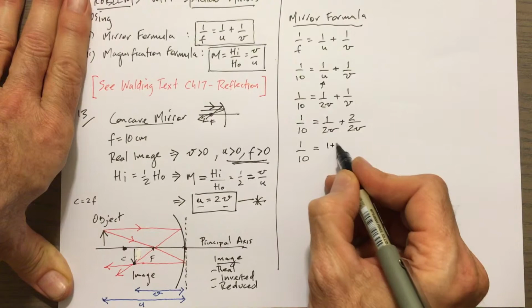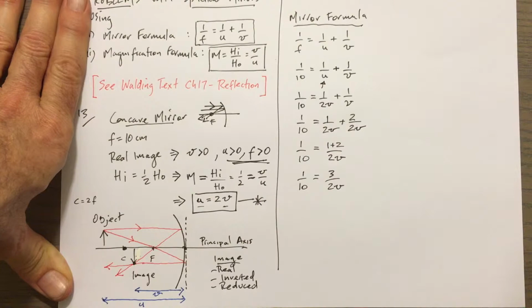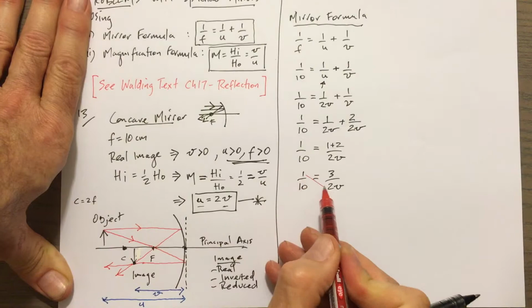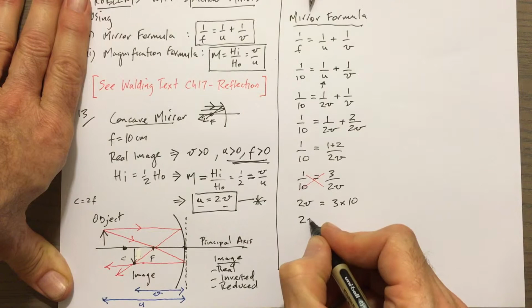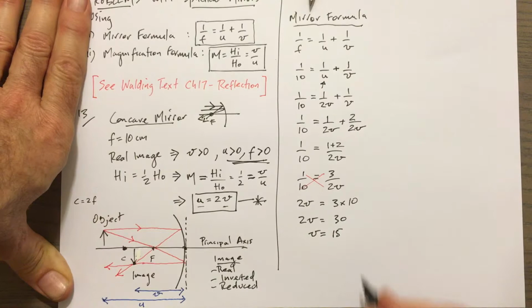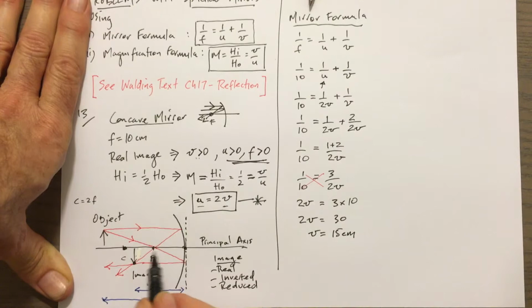All right, so a little bit more fiddling around with this. We've got 3 over 2V, 1 over 10 here. Let's reciprocate, or we could just do some cross multiplication. So the 2V comes up here, the 3 stays where it is, the 10 goes with the 3, and we're no longer looking at fractions. So we have 2V is equal to 30, so V is equal to 15. Brilliant. And we know that everything's going to be positive. Remember, we said that back over here: V is positive, U is positive, F is positive. So that's right. We're saying the distance from here to here is 15 centimeters.